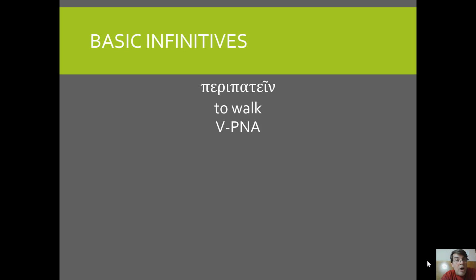So peripateo is what's called a contract verb. Its stem ends in an epsilon, and that epsilon has crashed into the ein infinitive endings. Epsilon and epsilon crash to form epsilon iota, so it ends up looking the same anyway. But it is a contract verb. Ein is probably the first infinitive ending you should learn. Generally, ein is on a present active infinitive.